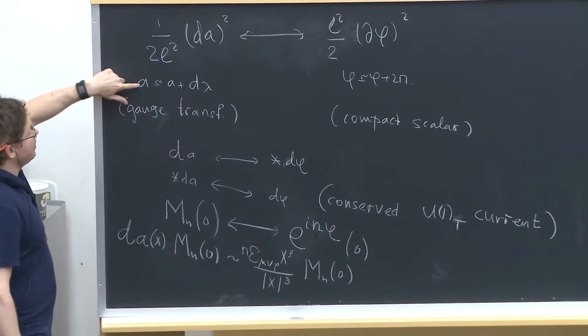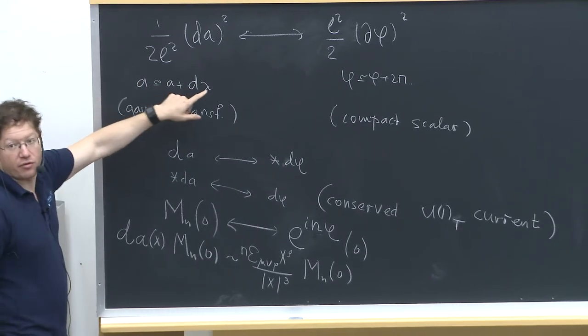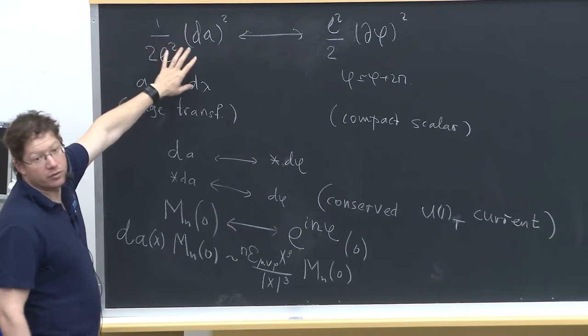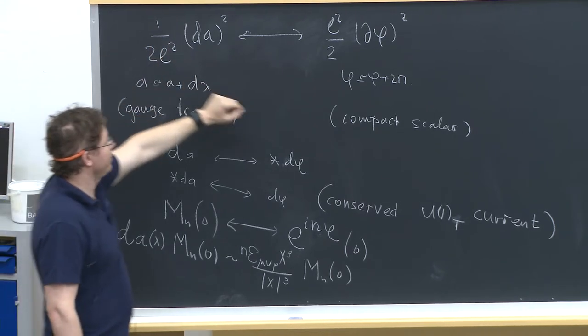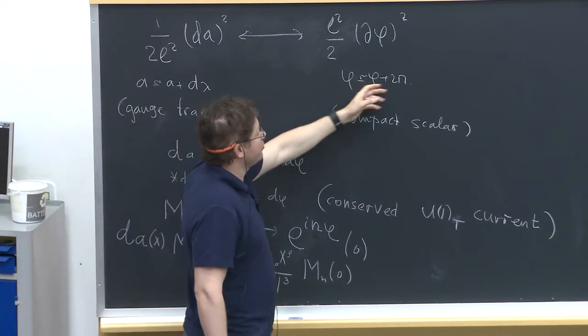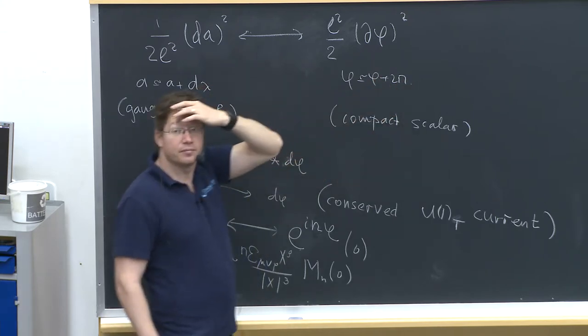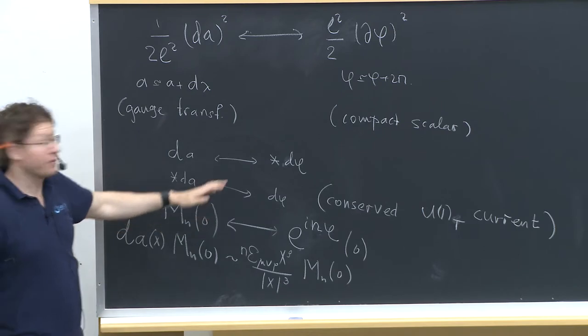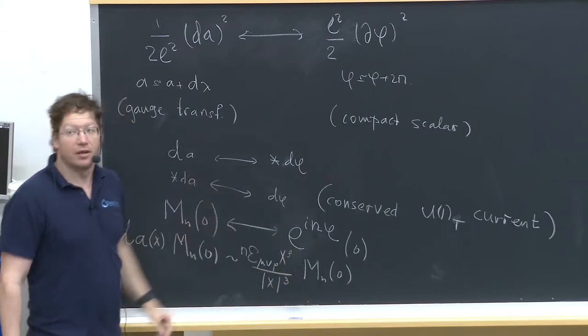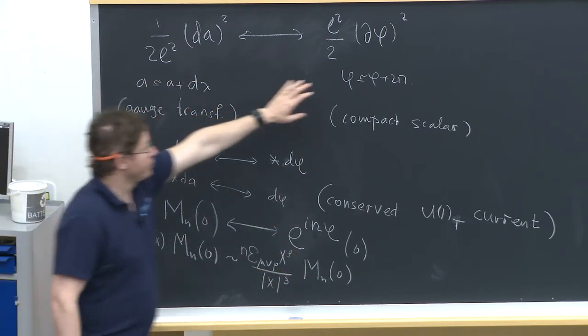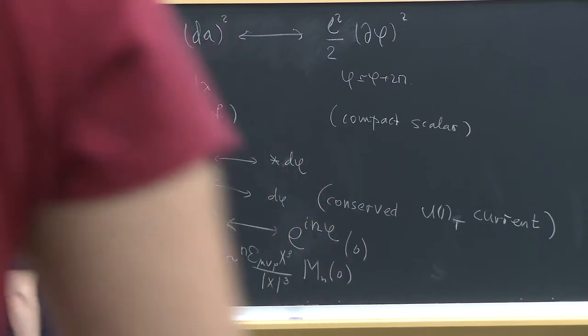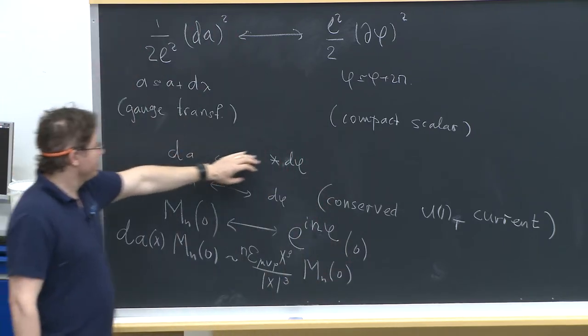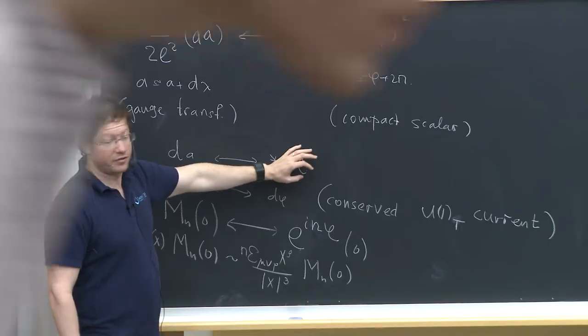So the gauge field A has the usual gauge transformations. So A is not a well-defined variable on this side. Here, phi is not a well-defined variable because it's a compact scalar. But then there are well-defined variables between which there is a well-defined map, which is invariant under these transformations. So the field strength maps to the derivative of the scalar.